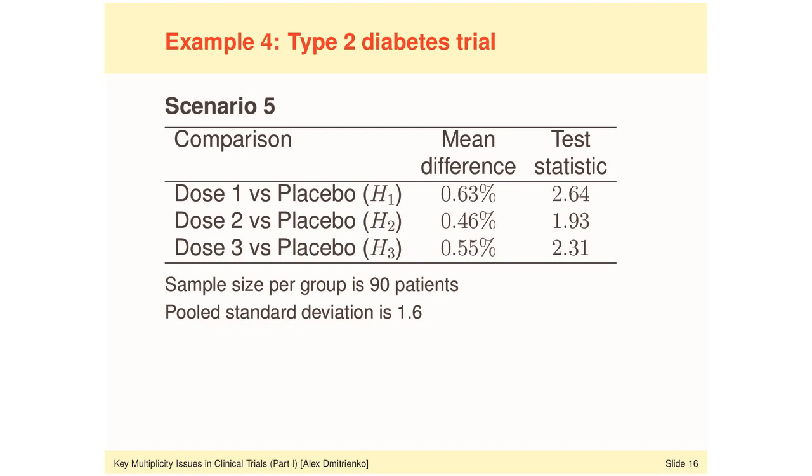We need to make assumptions about the common sample size. We assume here that the common sample size per group is 90 patients, and also assumptions about the pooled standard deviation. Let's assume that this quantity is equal to 1.6.